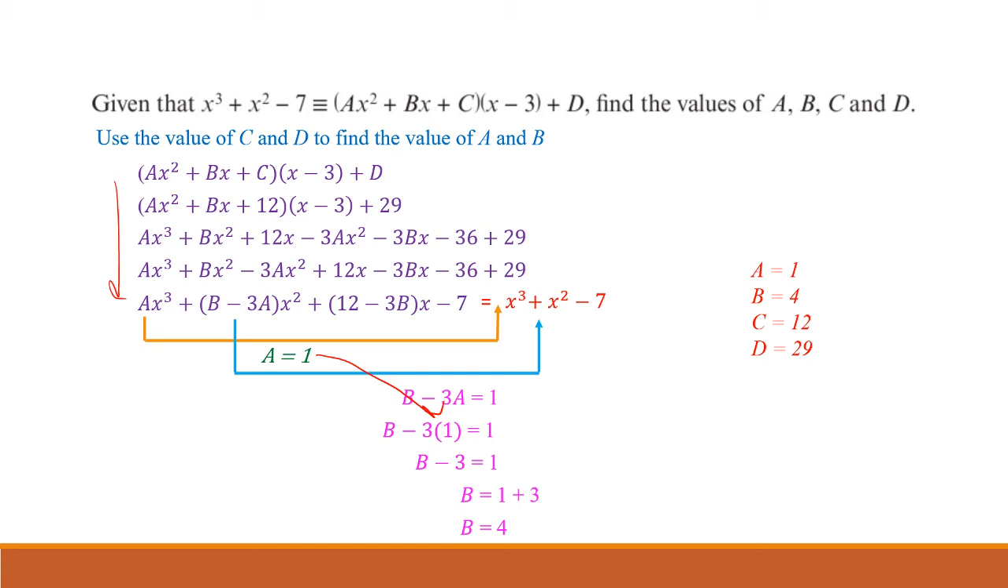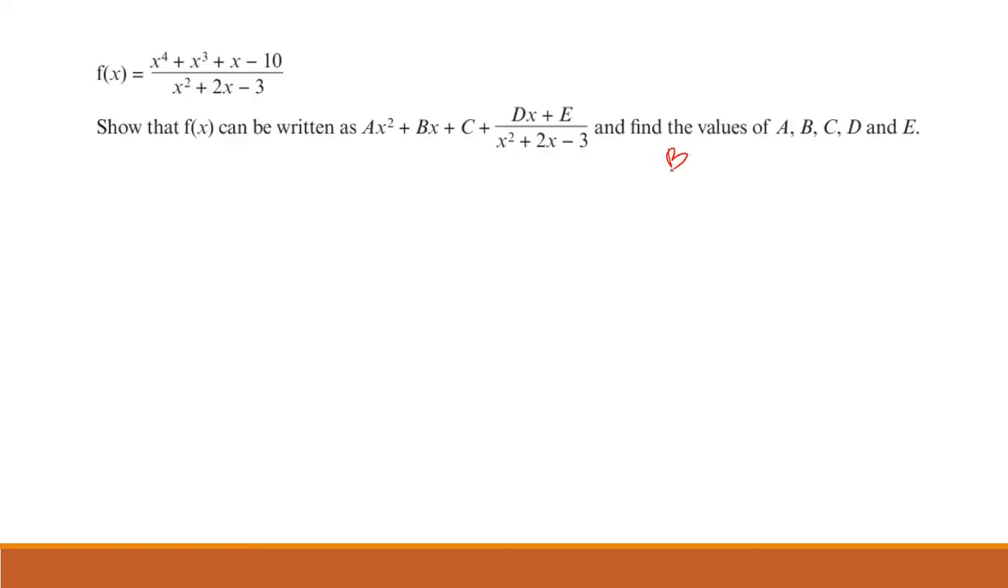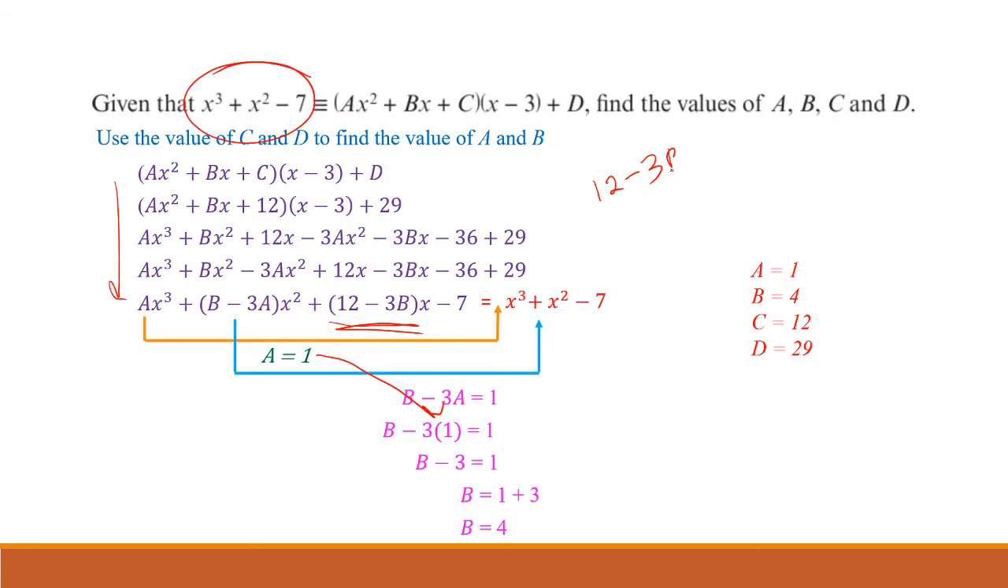Now if you want, you can even equate the coefficient of x. Since there is no x here, the coefficient of x would be 0. So you can equate 12 minus 3b equal to 0, and then solve that out. 3b is equal to 12 and b is equal to 12 divided by 3, which is equal to 4.